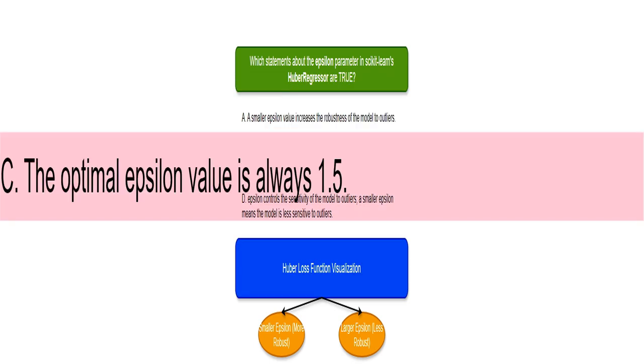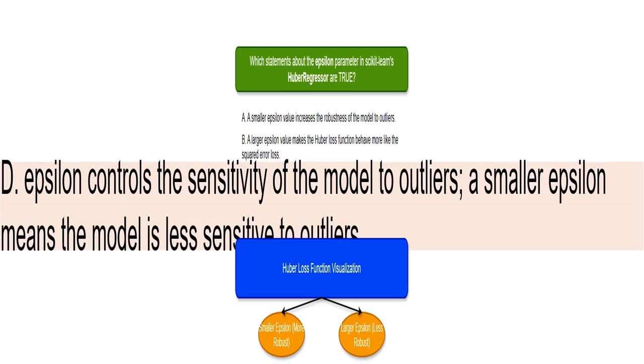I disagree. Although 1.5 is a common default value, the best epsilon value depends on your specific data. You'll often use techniques like cross-validation to find the epsilon that works best for your situation. I disagree again. A smaller epsilon makes the model more robust to outliers. It's less sensitive to the influence of extreme data points, making it more robust and less affected by outlier errors.